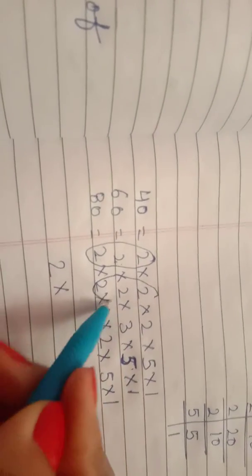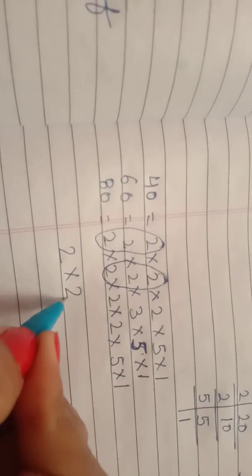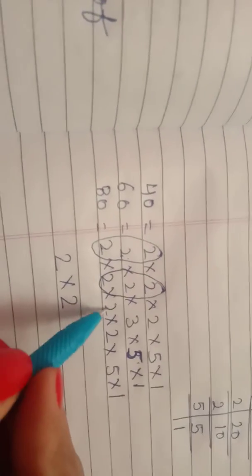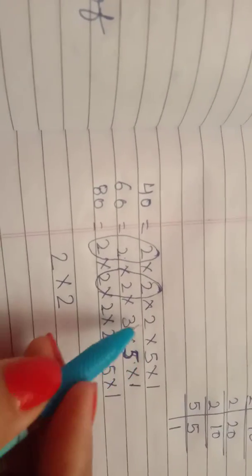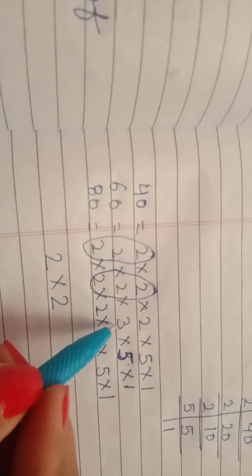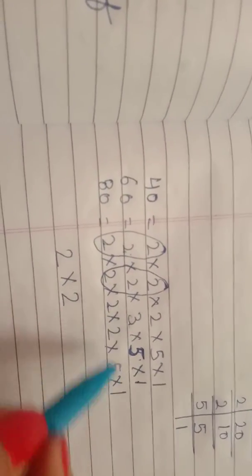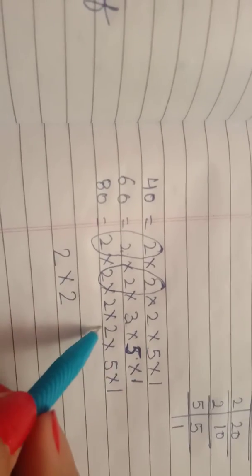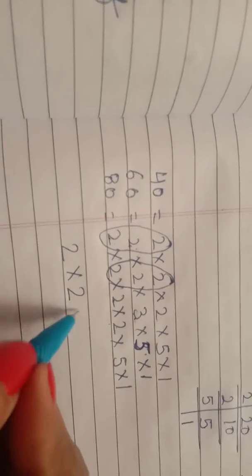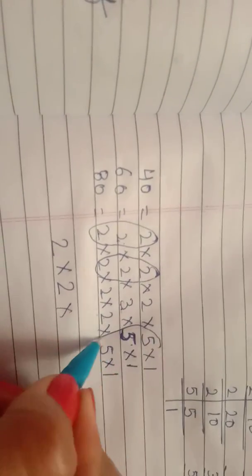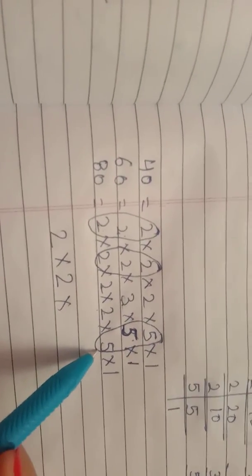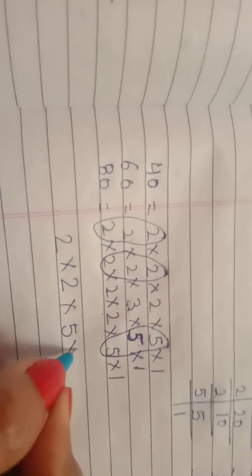Again 2 comes in all the numbers, write it also. Again see, 2 comes in 80 and 40, but it doesn't come in 60, so it will not be considered. 3 will not be considered, again 2 will not be considered. See the 5, it comes in all three numbers, it is common in all three numbers, so it will be considered, then 1.